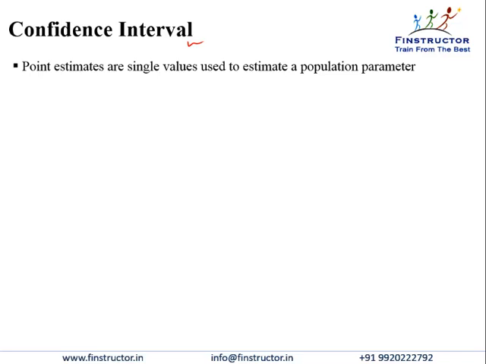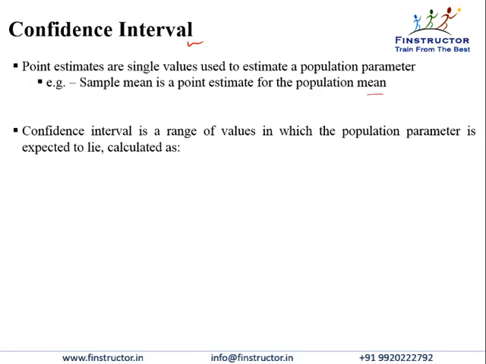So point estimates are single values used to estimate a population parameter. So if I just take one sample and calculate the mean of the sample, then that will be a point estimate for the population mean. Confidence interval is a range of values in which the population parameter is expected to lie with some degree of confidence. So if somebody asks me what is the mean age of CFA and FRM candidates, I can either give him a point estimate, take a sample of 50, calculate, and I say the expected value is 32.